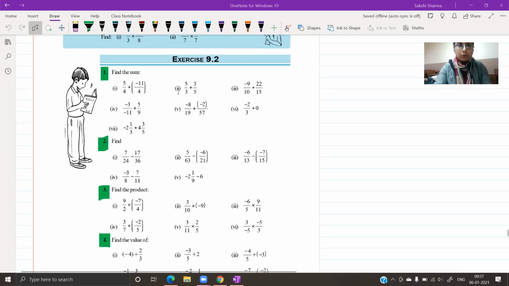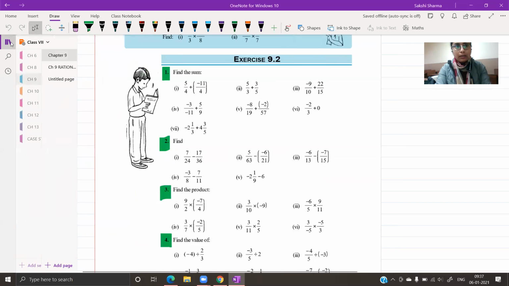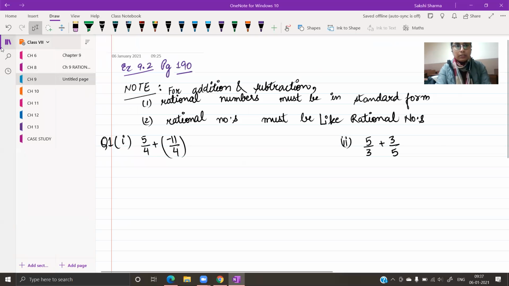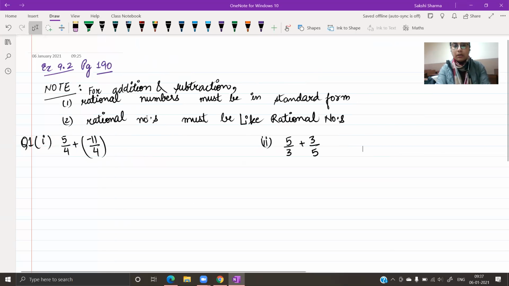Let's start with question number 1. This complete exercise is to be done. I will be giving some parts as homework side by side. We will do some parts during the period as well. So this is exercise 9.2 on page number 190. Write down the note, please. For addition and subtraction, you want to keep two things in mind. Your rational numbers must be in standard form.